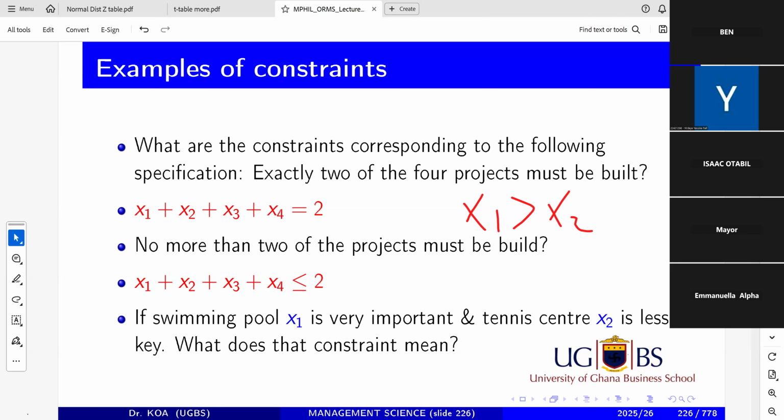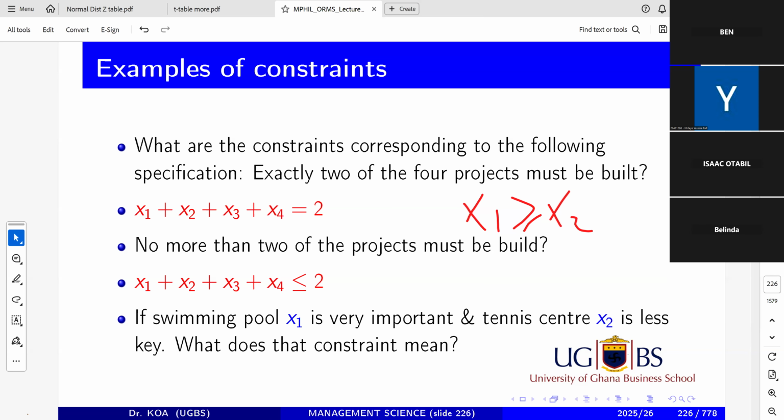Emanuela: Okay, so I think it's X1 is greater than or equal to X2, sorry, because they are saying that the pool is very important. If they are of the same importance, then we are not going to have something to choose. So it has to be greater than or equal to X2. When is it only greater than them? See, that part is the real deal.